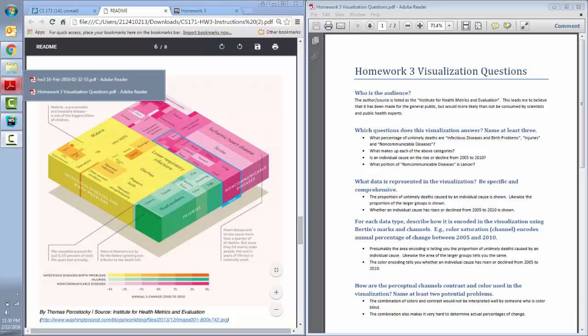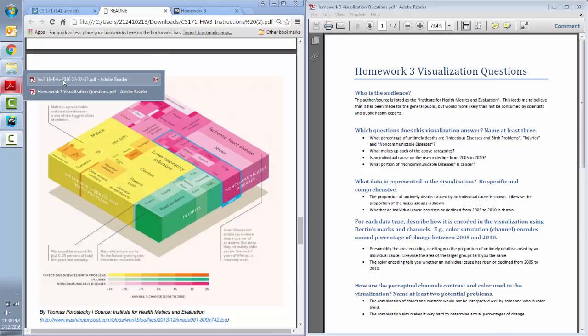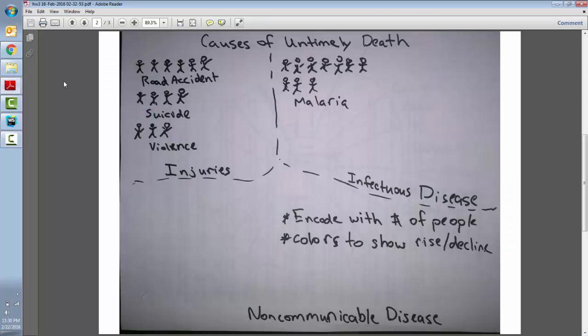Next, I want to talk about one of the three options that I had for an alternative design. Please excuse my poor handwriting. But what I was going to propose here, this is kind of an incomplete drawing, but what I would like to have is one large pie chart showing the three major categories that were displayed in the original visualization.